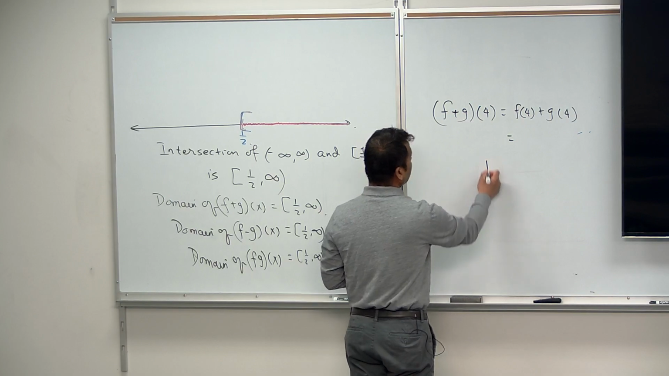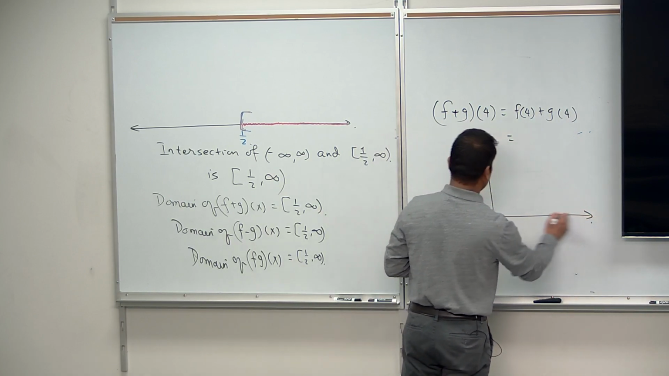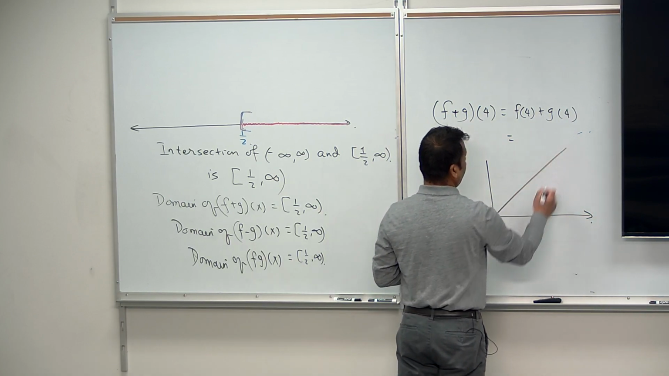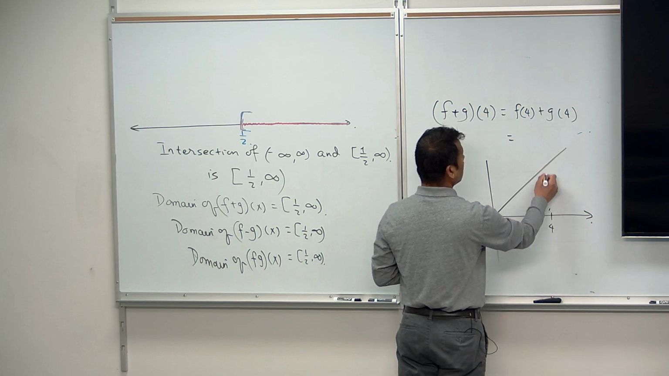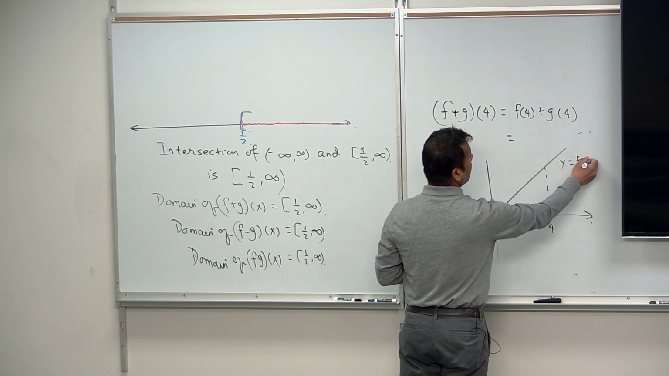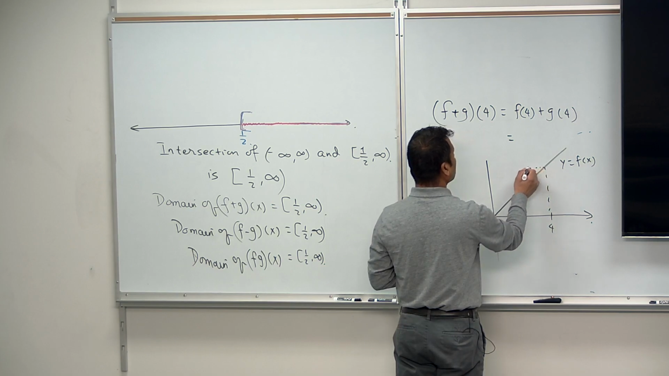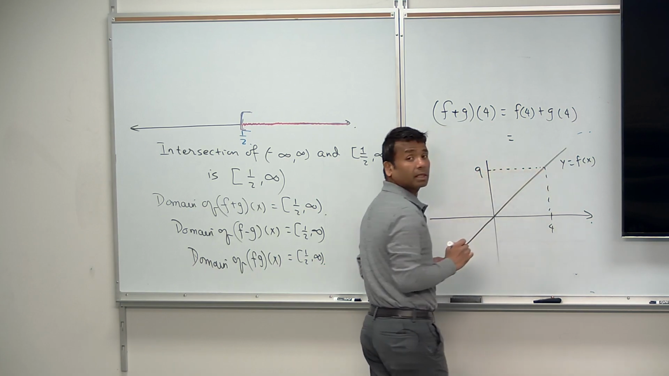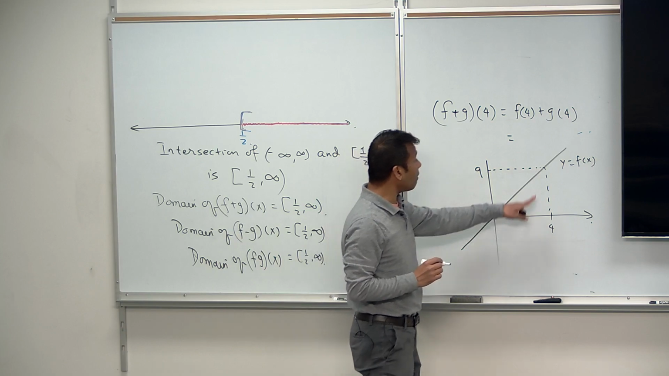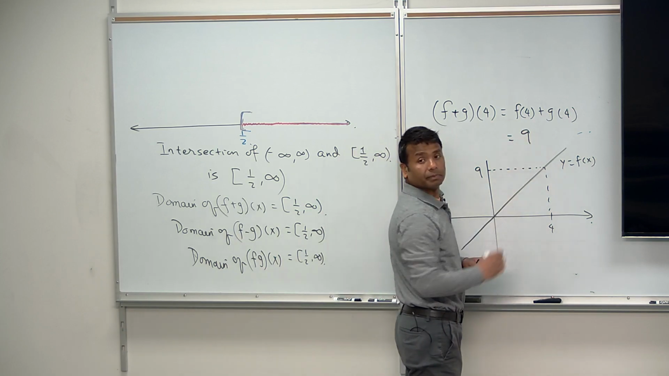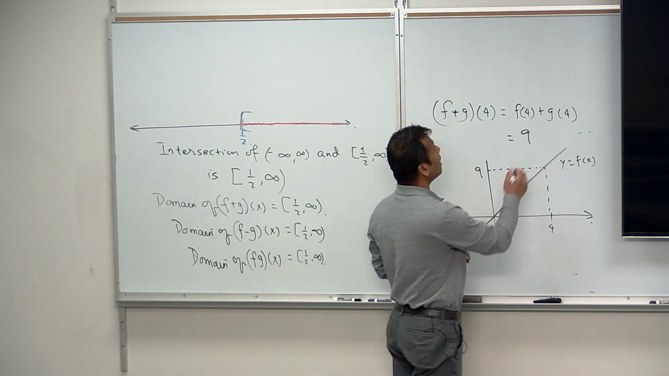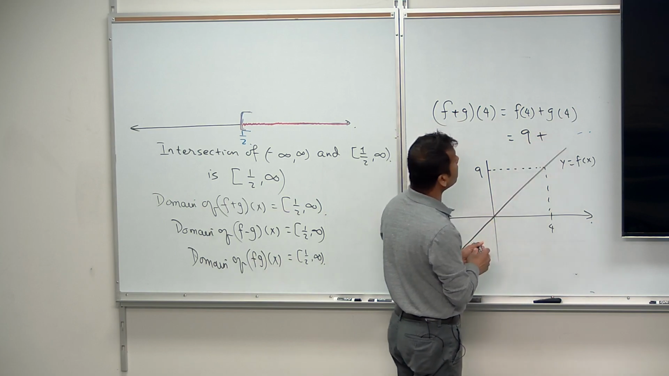So look here, you have a graph like this, guys. And this is 4. So this is your y equals f of x. If you want to find f of 4, you see, this is 9. So f of 4 is 9. That makes sense? And plus, so you need to find the g of 4, right?